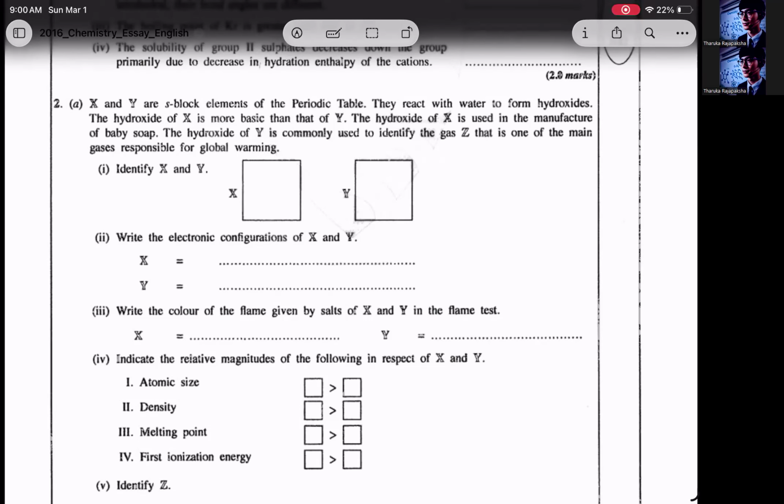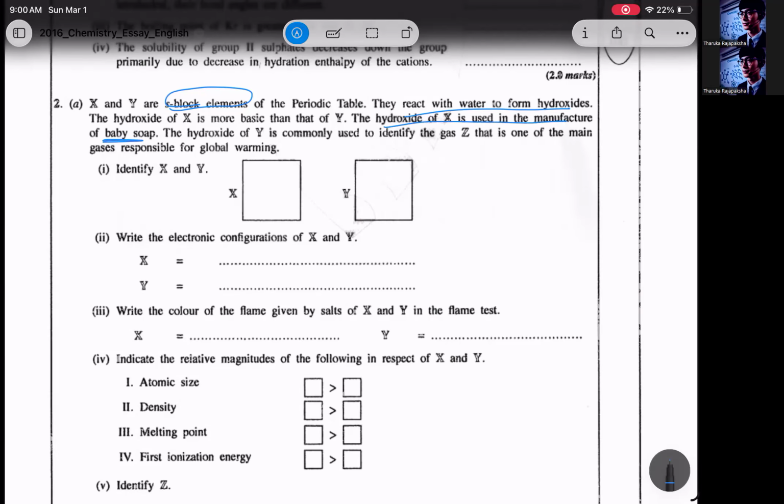Right, you are joining with the 2016 Inorganic Structured Essay question. So here, X and Y are S-block elements of the periodic table. They react with water to form hydroxides. Hydroxide of X is more basic than that of Y. Hydroxide of X is used in manufacture of baby soap.